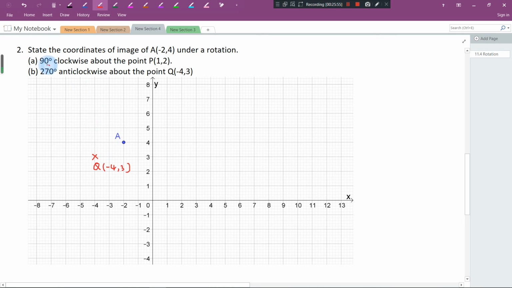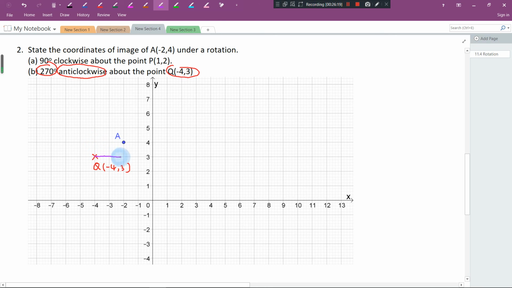We need to rotate it 270 degrees anti-clockwise about this point. Okay, now I will show you 270 degrees first. Later I will show you another method which is faster. 270 degrees. Okay, remember, start counting from the center.